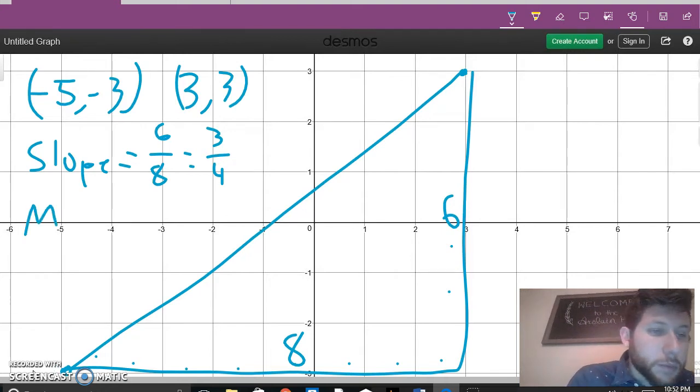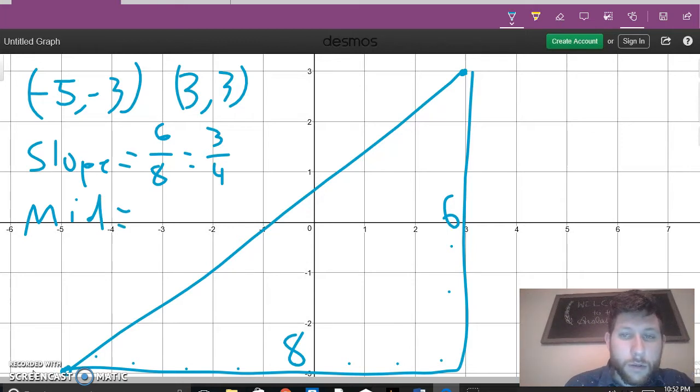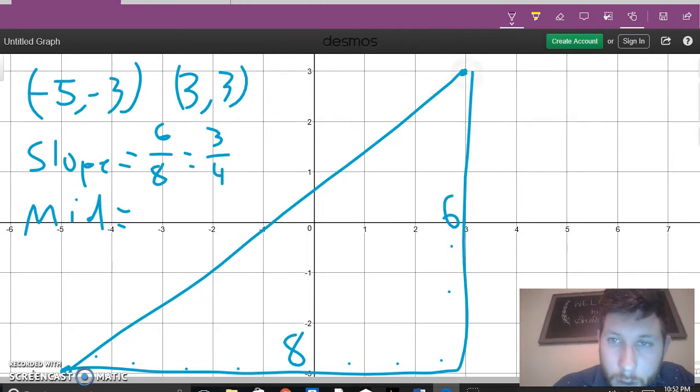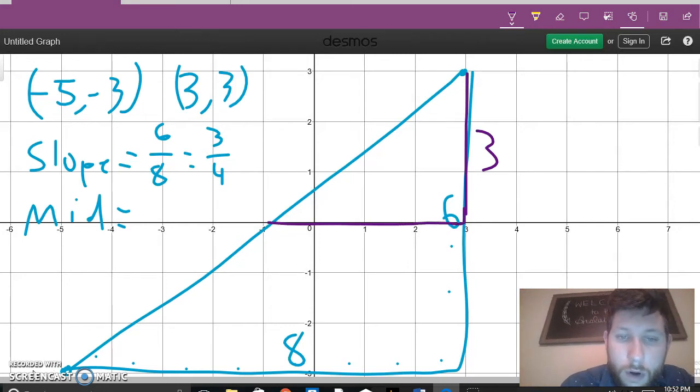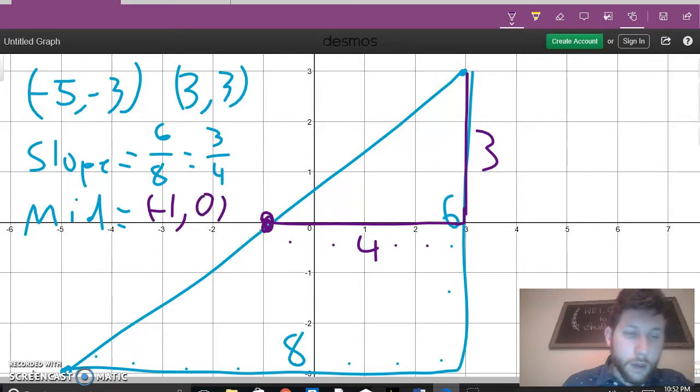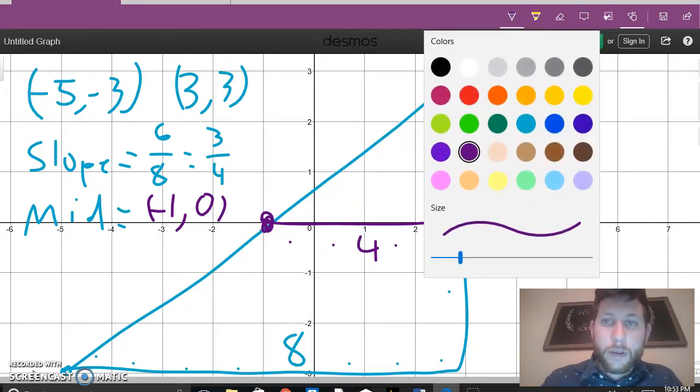Let's find the midpoint. I'm going to go halfway, right? So let's change colors here. I'm going to go halfway. So here, going down 3 instead of 6, and then I'm going to go over 4 instead of 8. 1, 2, 3, 4. And that's going to put me right there. So my midpoint is going to be -1, 0.